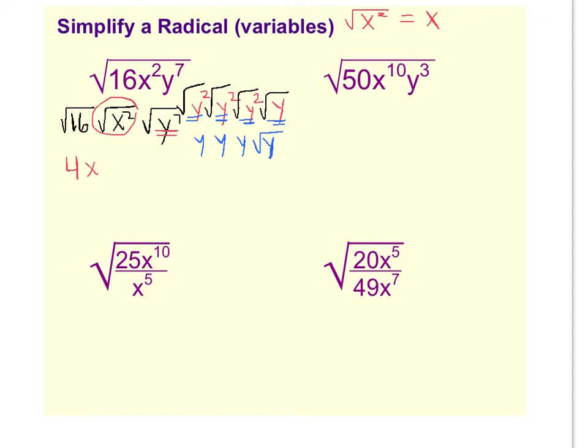And then what we do is we say, all right, well, you have y times y times y. That's y to the 3rd power. And that square root of y stays the same. So that's the long way to do this problem, but I just wanted to talk about what was happening.